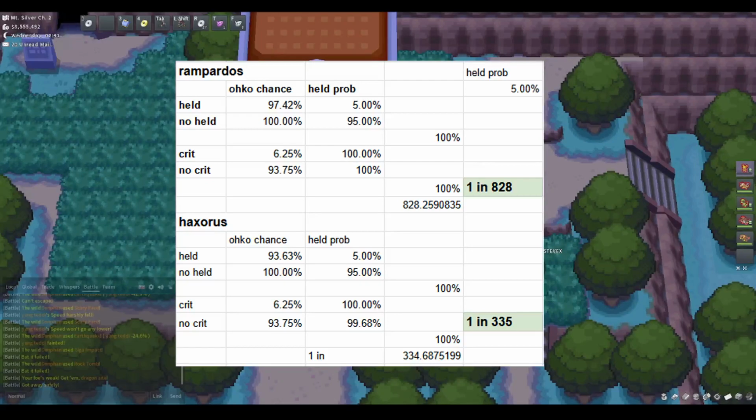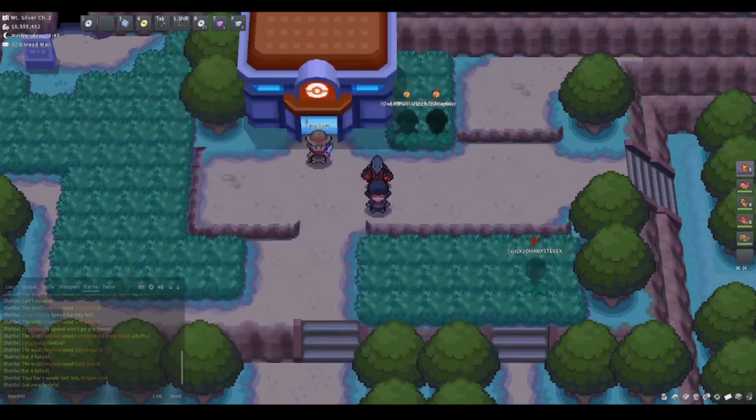If we factor in the chance that you can critically hit a Donphan with a Passho Berry, it ends up being that a Rampardos will one hit 827 out of 828 wild Donphans, while Haxorus only will one hit 334 out of 335. So Rampardos is almost 2.5 times better than Haxorus, but obviously this is pretty marginal. Where Rampardos does take the clear edge is the fact that it takes only 600k experience to level up to 100, while Haxorus takes 1.25 million, so almost twice as much.